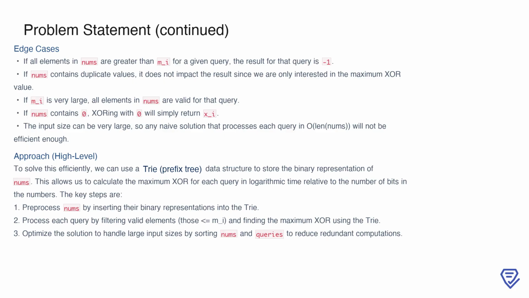Given the large input size constraints, a naive solution that processes each query by iterating through all of nums would be too slow. To solve this efficiently, we can use a trie, or prefix tree, to store the binary representations of the numbers in nums. This allows us to calculate the maximum XOR for each query in logarithmic time relative to the number of bits in the numbers. The high-level approach involves pre-processing nums into the trie, sorting both nums and queries to minimize redundant computations, and efficiently filtering valid elements for each query while leveraging the trie to find the maximum XOR.